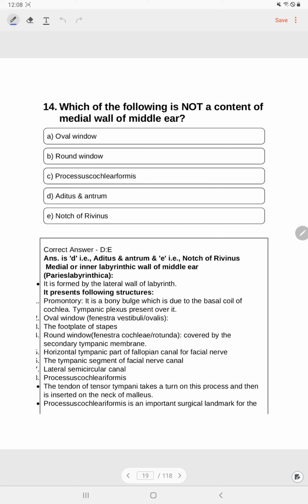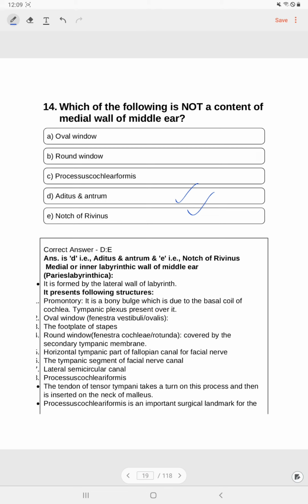Question number 14. Which of the following is not a content of the medial wall of the middle ear? A. Oval window, B. round window, C. processus cochleariformis, D. aditus and antrum, E. notch of Rivinus. Correct answer is D and E. Aditus, antrum and notch of Rivinus.